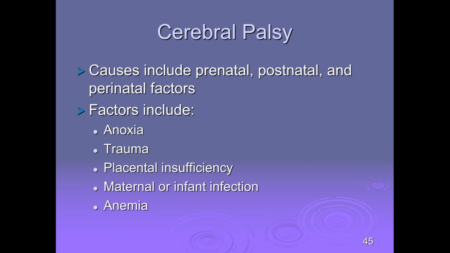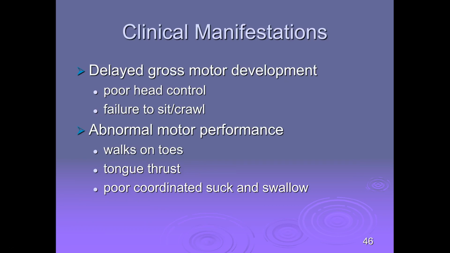So these are factors that could cause or play a role in CP. And clinical manifestations are going to have poor head control, failure to sit or crawl, and then abnormal motor performance, so walks on toes, tongue thrust, poor coordinated suck and swallow. So it's usually diagnosed within the first year because, again, they aren't meeting their milestones, but you want them to be diagnosed as early as possible so that they can get the best care that they can for as long as they can.